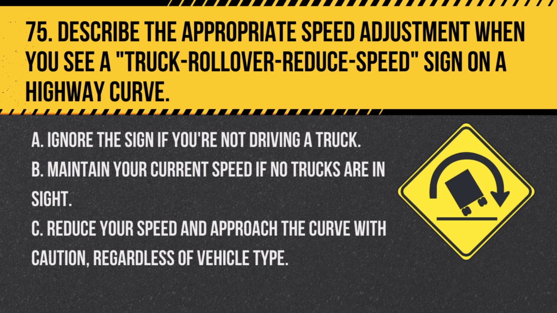Question 75. Describe the appropriate speed adjustment when you see a truck rollover reduced speed sign on a highway curve. A. Ignore the sign if you're not driving a truck. B. Maintain your current speed if no trucks are in sight. C. Reduce your speed and approach the curve with caution, regardless of vehicle type. Answer. C. Reduce your speed and approach the curve with caution, regardless of vehicle type. The sign indicates a high risk of accidents for all vehicles.